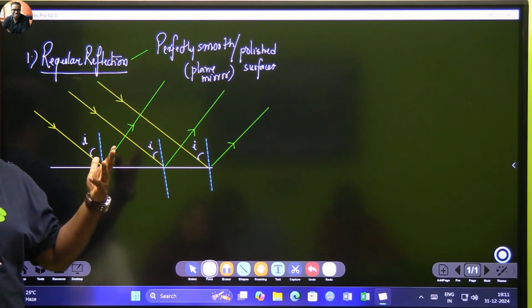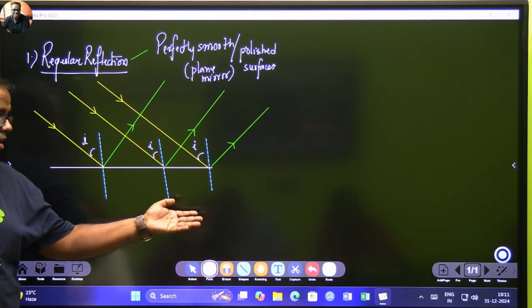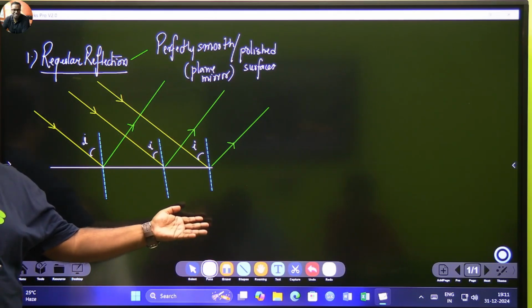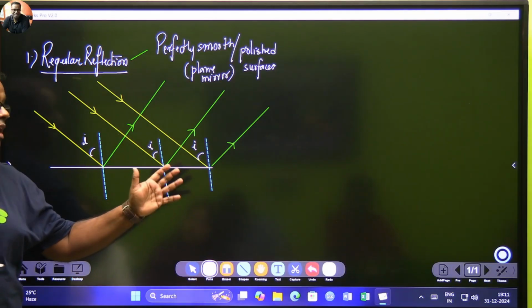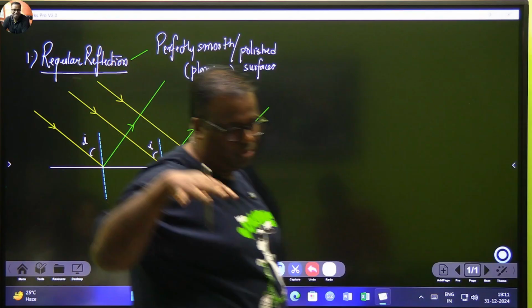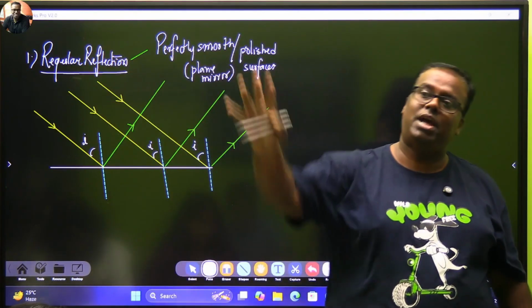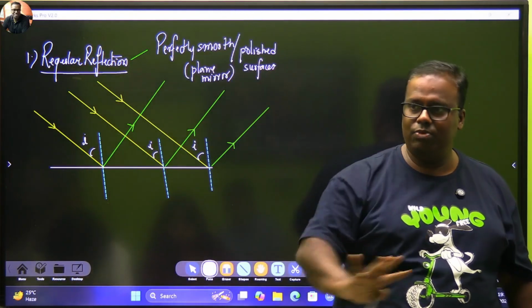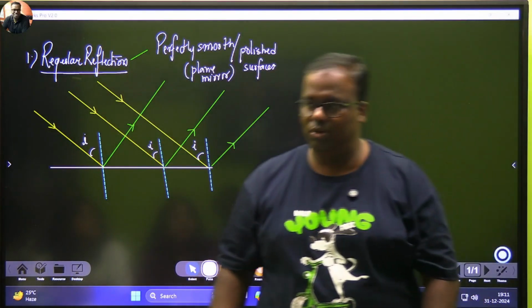There will be no hindrance. Are you understanding? Like say the television when it is switched off. The television when it's switched off, you exactly see the reflection. So when a parallel beam of rays are incident on a reflective surface and they are reflected back again parallel, jaise aaye waise hi gaye, that is known as regular reflection.